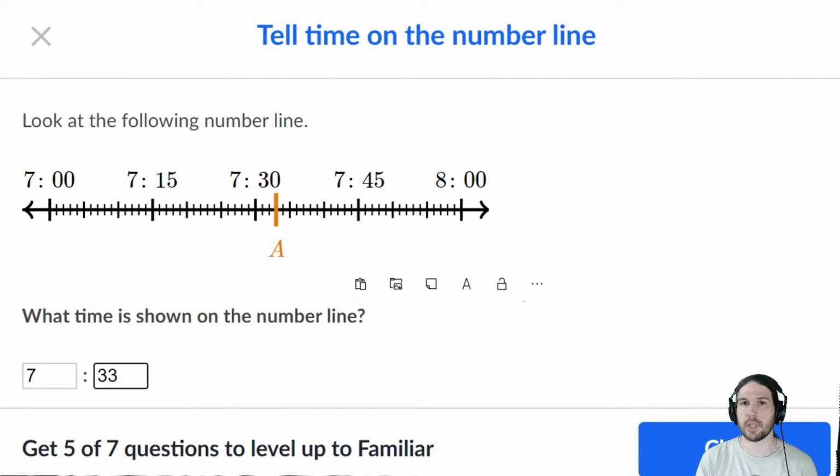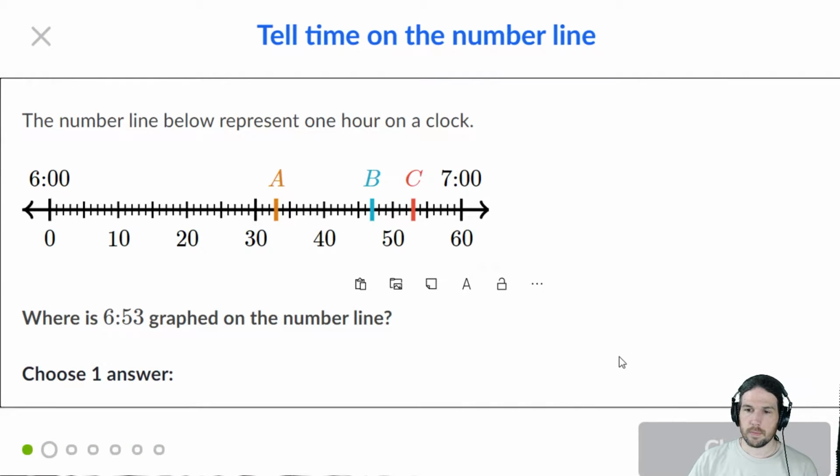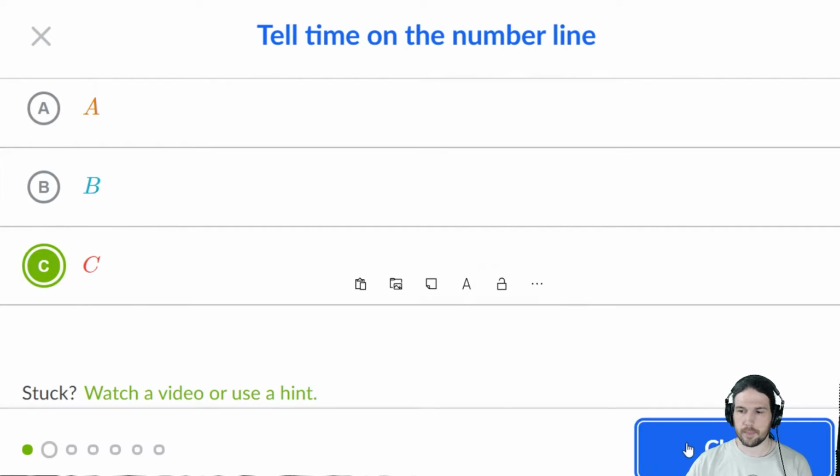We're usually used to digital clocks, or some of us still know how to tell time with clocks with hands. The bigger number, or the bigger lines here, are there to denote 5 minutes at a time. So this is 0, 5, 10, 15, 20, 25, 30, etc. So we are looking for 6:53. Well, here's 6:50, and we're going to add 1, 2, 3. It is C.